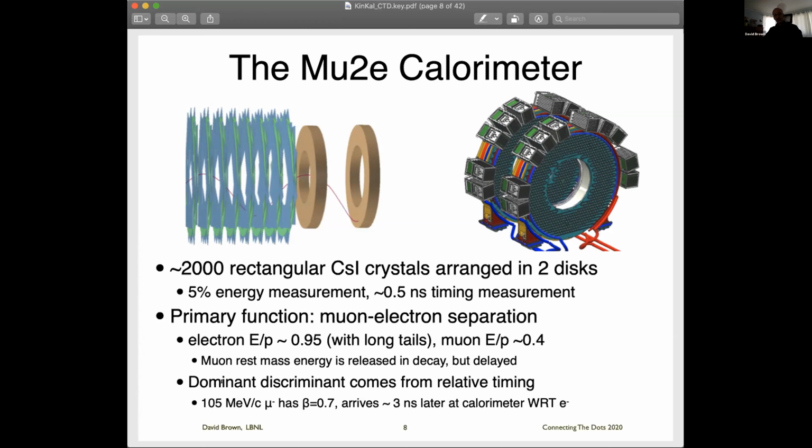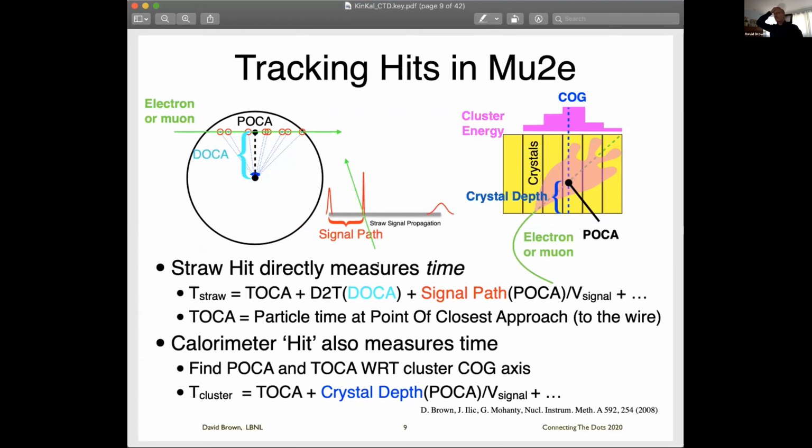The dominant discriminating power of the calorimeter, though, comes actually from timing. These muons at 105 MeV/c momentum are slow, and they arrive about 3 nanoseconds after you would expect a signal from an electron of the same momentum. And so that 3 nanoseconds is significant on the scale of the timing resolutions we get. And we exploit this as a form of hit in tracking while we form our tracks.